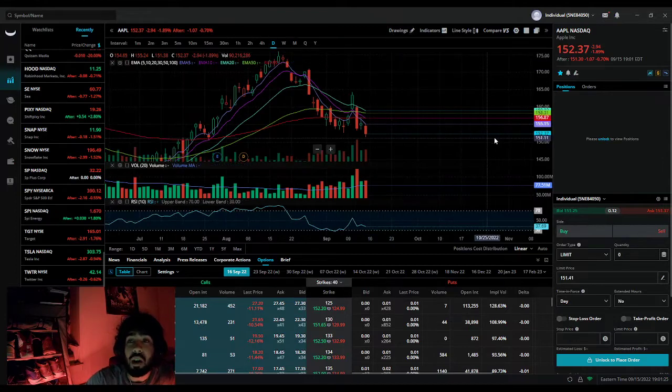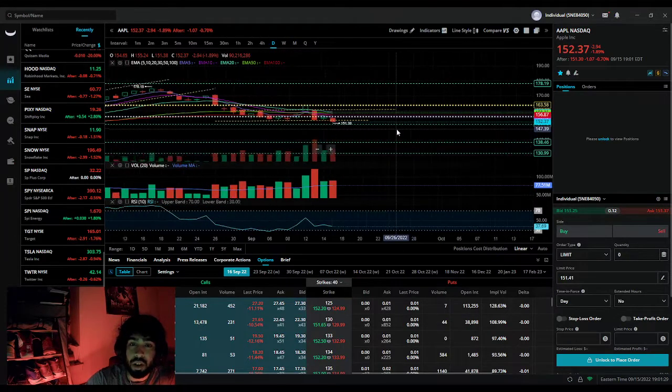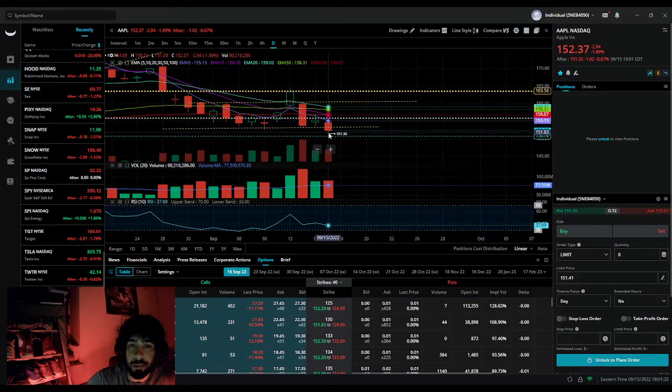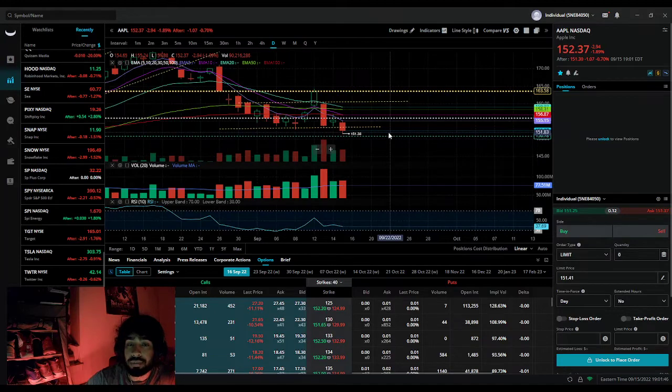Now we're going to add the drawings just to clarify. So we see that right now Apple went to 151, correct? And from there, that's when the buyer stepped in. It was like, I'm not going to let this go any lower, and they bought a lot and brought the price even higher.